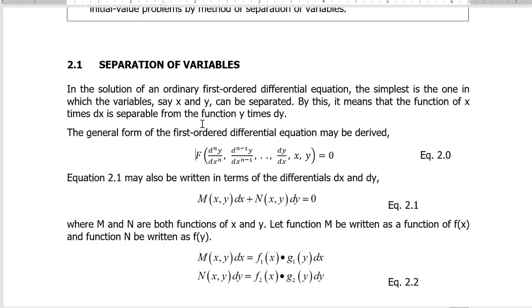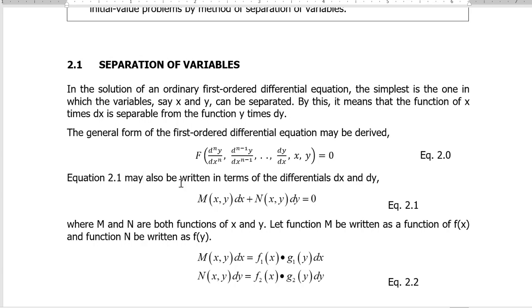Let us go back to the general form discussed in chapter 1. F is a function of the derivatives, from the highest derivative down to the lowest, its order, then the variables x, y, equal to 0. It is equation 2.0 here, but it was 1.0 in chapter 1. This equation, the general form, we will convert into what will be our standard form.